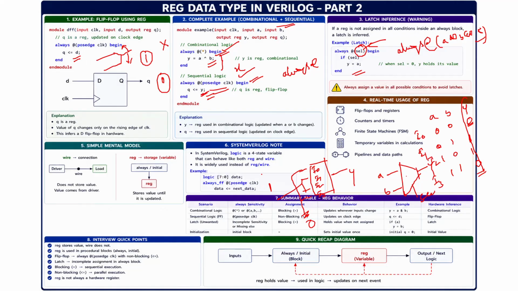In this way, you can represent any type of combinational circuits by using a multiplexer. Exclusive NOR gate also you can represent. You need to remember the truth table, right? And these are the register behaviors, like combinational circuits: always @ star we can use, or the sensitivity list you can represent. Both of them.